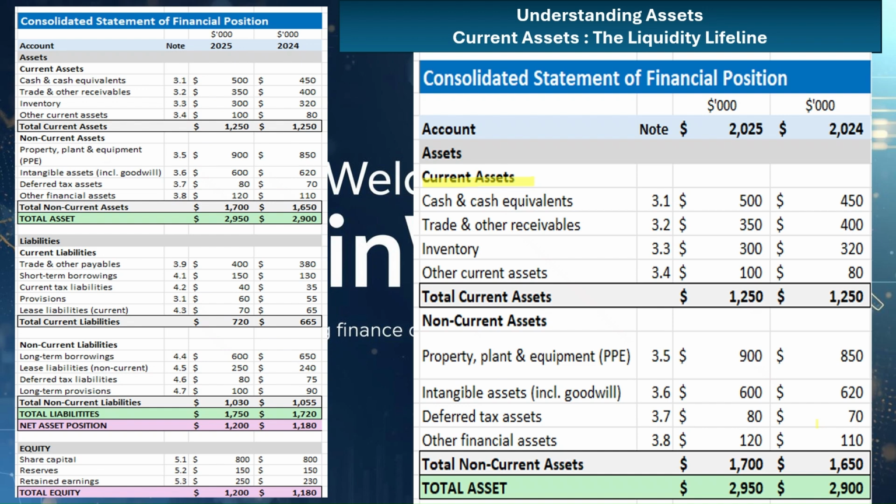Cash and cash equivalents: how much liquidity the company has. Trade debtors receivables: money customers owe. Inventory: stock to be sold. Other current assets: prepaid expenses, short-term deposits. Strong current assets equals good short-term financial strength.